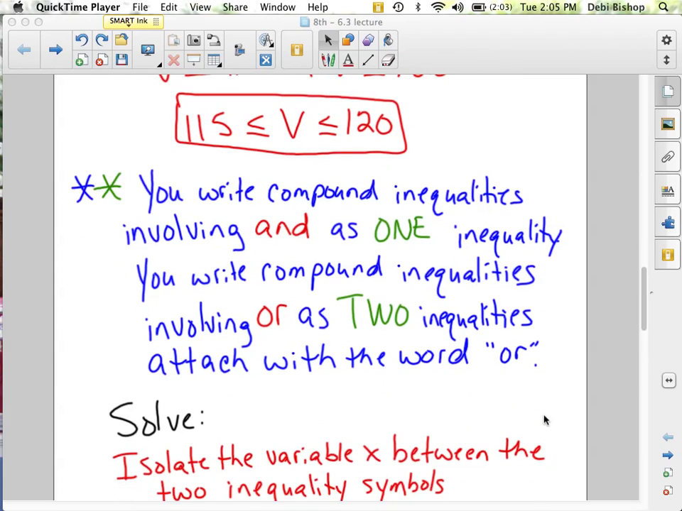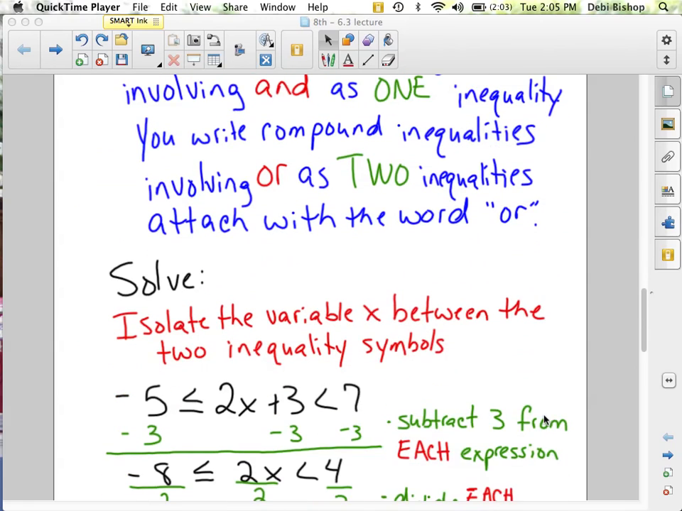So let's do ones that have multiple steps. This one says solve by isolating the variable x between the two inequality symbols. You can see here it says -5 is less than or equal to 2x plus 3, which is less than 7. So I have two inequality symbols, and what we have to do is treat this as two separate inequalities. We have -5 is less than or equal to 2x plus 3. And then my other inequality is 2x plus 3 is less than 7. But I can do this all in one.